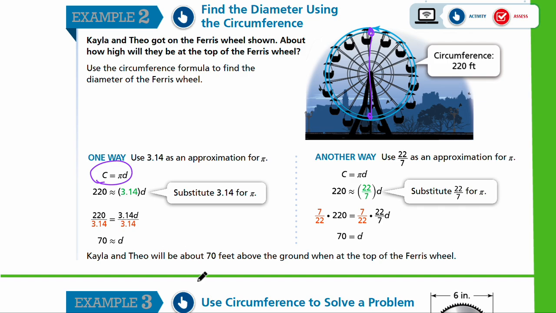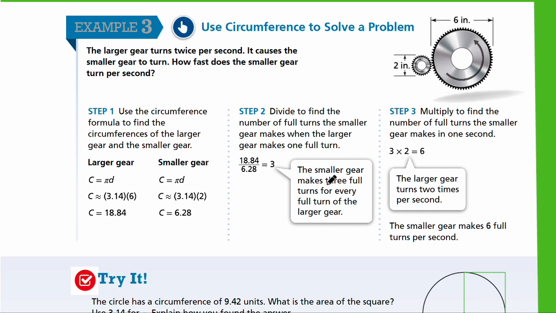So Kayla and Theo will be about 70 feet above the ground when they're at the top of the Ferris wheel. Okay, so it's the same thing except you have different information and you're trying to get the other variable. Let's look at example 3. Use circumference to solve a problem.